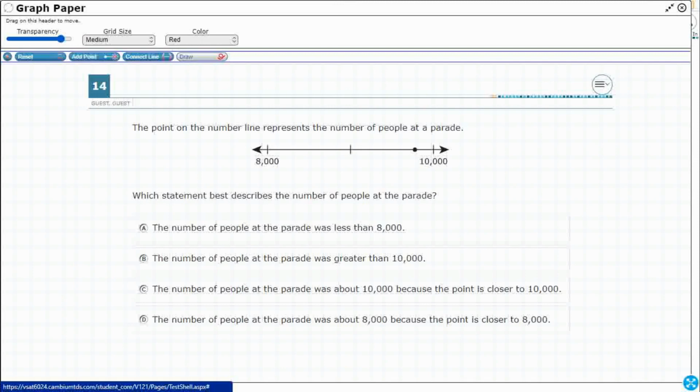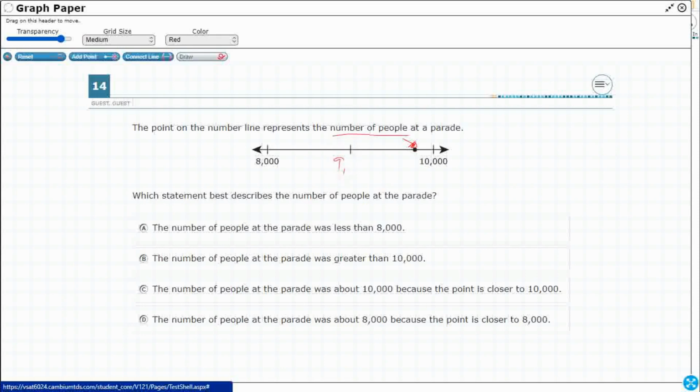So the point on the number line represents the number of people. The number of people is right there, that point right there. So take a look. We've got 8,000, we've got 10,000. We have a point in between. So 8,000, 10,000. All right, so this is going to be 9,000.